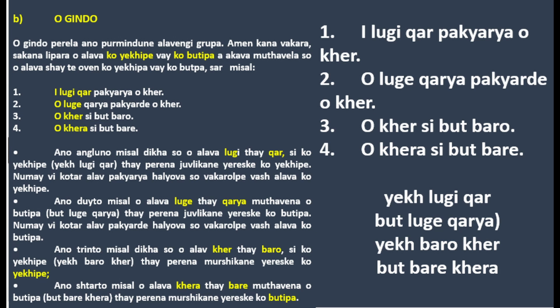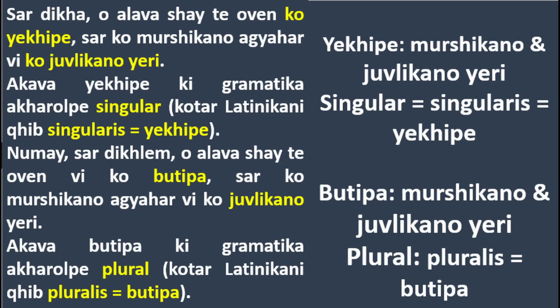In the third example kher and baro are in singular. Yek baro kher, one big house, and are categorized under the masculine gender in singular. In the fourth example words kera and bare express the plural, but bare kera, many big houses, and are categorized under masculine gender plural. As we see, words can be in singular, and in masculine as well as in feminine gender. In grammar, this is called singular.